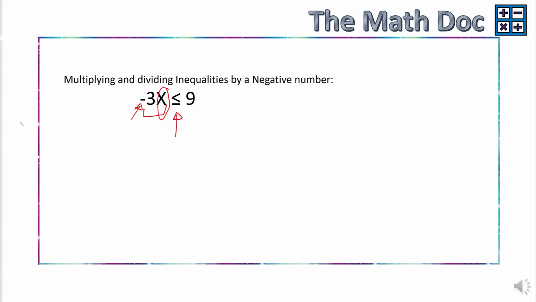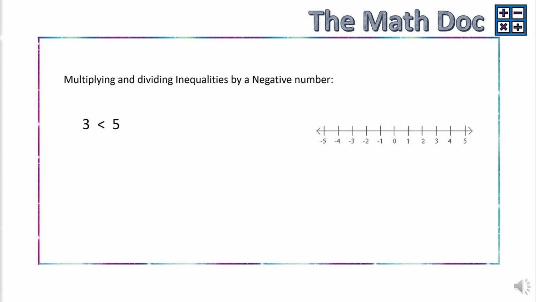So let's take a step back before we actually solve for this inequality and look at a simple demonstration. This is not quite even an example, but more of a demonstration of what happens when we multiply an inequality by a negative number. So let's look at this example. 3 is less than 5. Let's find these numbers on the number line. We have 3 and we have 5, and quite clearly 3 is less than 5. And this is very clear.